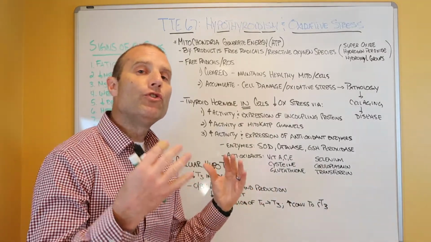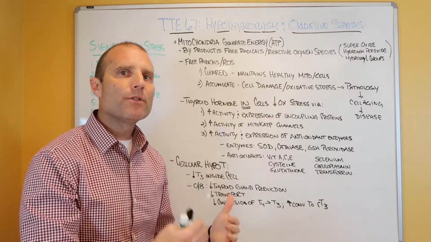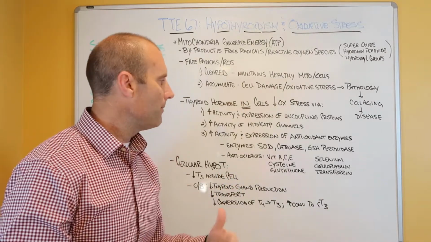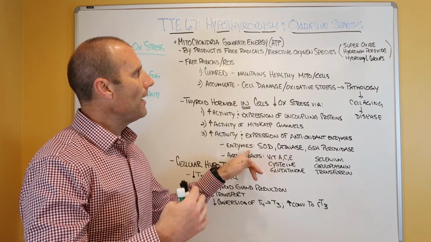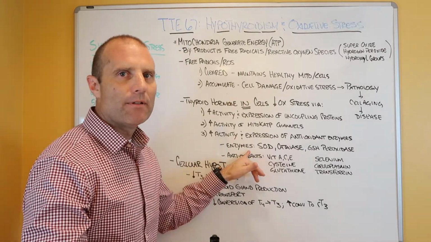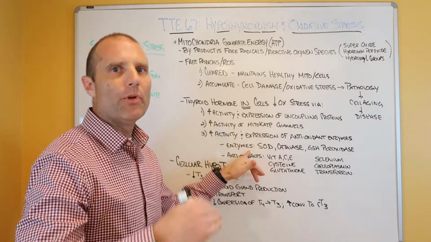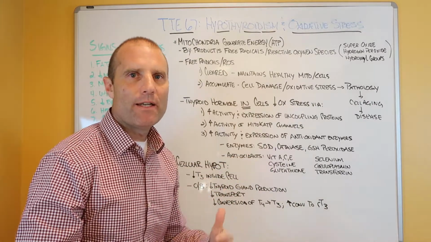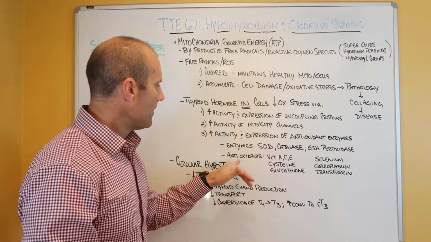So if you have reduced T3 inside your cells, if you have this condition we call cellular hypothyroidism, your antioxidant enzymes aren't going to work, okay? And then you're going to build up these free radicals, and that's going to create the symptoms of oxidative stress, which I'll talk about in a second.